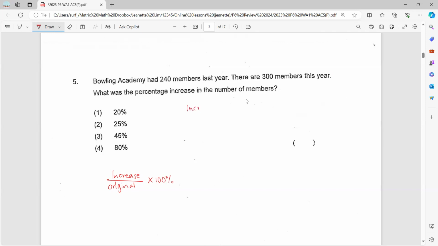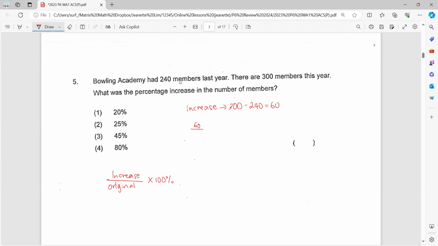What is the increase? It increased from 240 to 300. So we take 300 minus 240. Increase is 60. So what is the original? Is it 240 or 300? Original is the one you're comparing against, okay, the base of it. So if we are looking at an increase, then the original is the lower number, which is for last year.